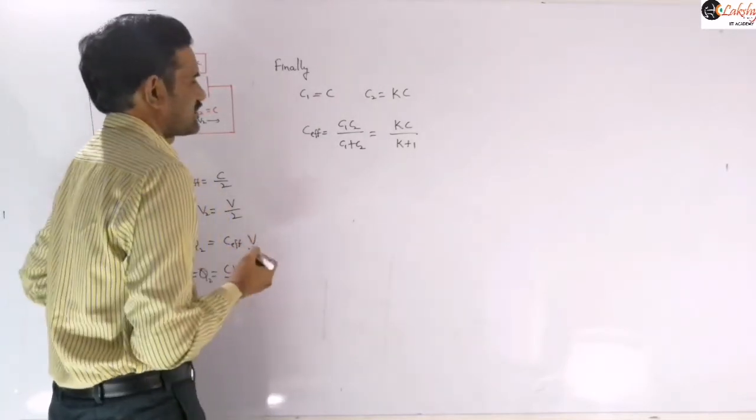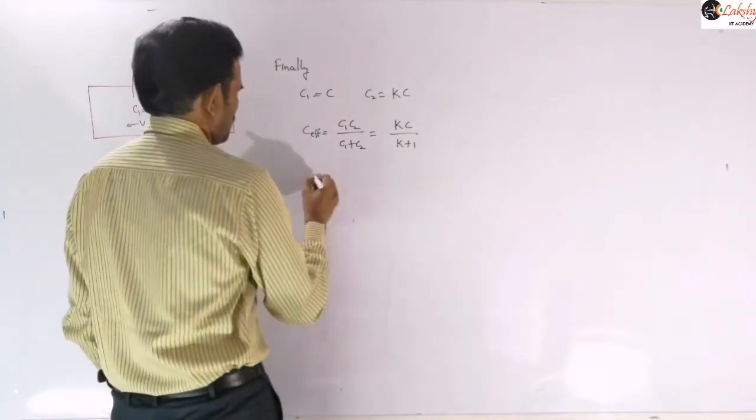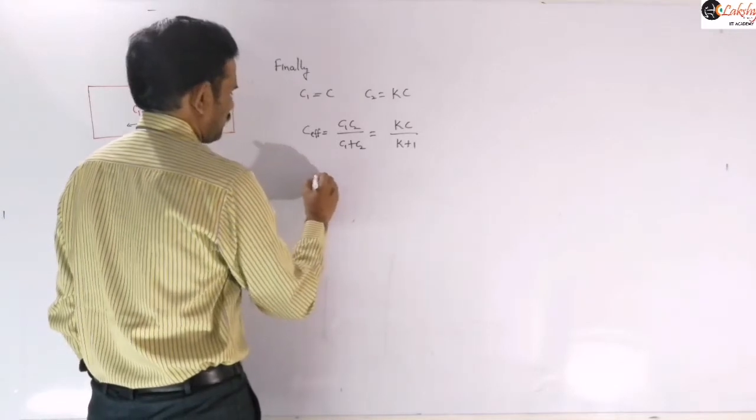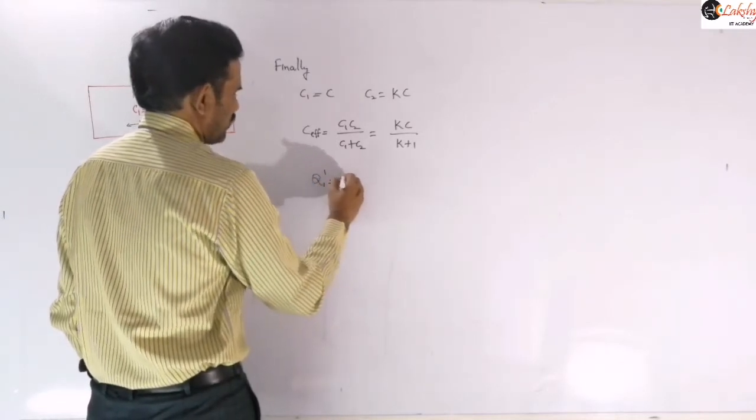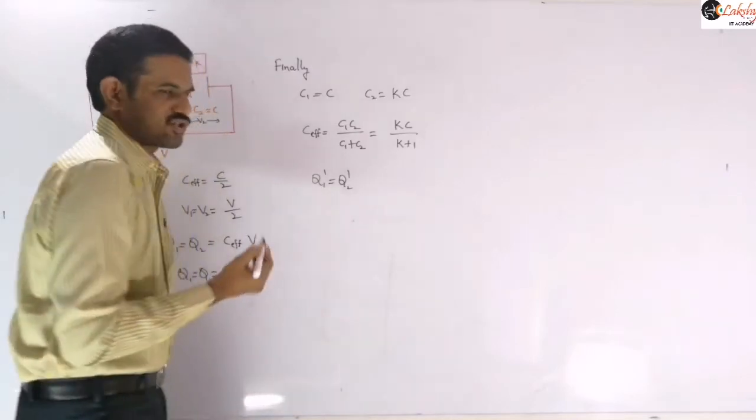Next let us write this ratio here. That means the final charges. I am assuming Q1 dash and Q2 dash are the final charges on them.